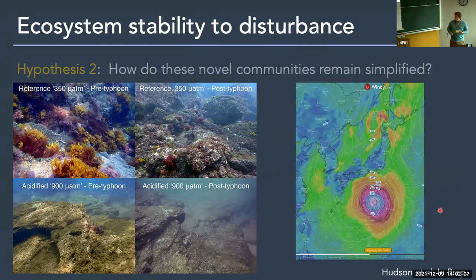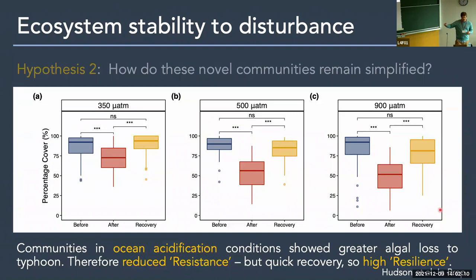And so what we could see, in this simple one for percentage cover, is that in each of these we have our before, the blue, then immediately after the typhoon, and our yellow-gold recovery a couple months later. On the left-hand side, yes, there's an impact of a typhoon on the present day communities. But when you look at these acidified communities, you're getting a much larger decline. Whereas you're perhaps losing 25% of the cover to some pretty substantial typhoons, you're losing closer to 40%, 50%, and in some cases, there are examples where you have a near total reset.